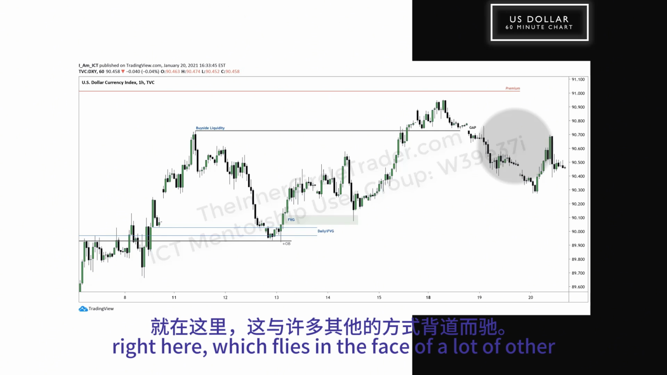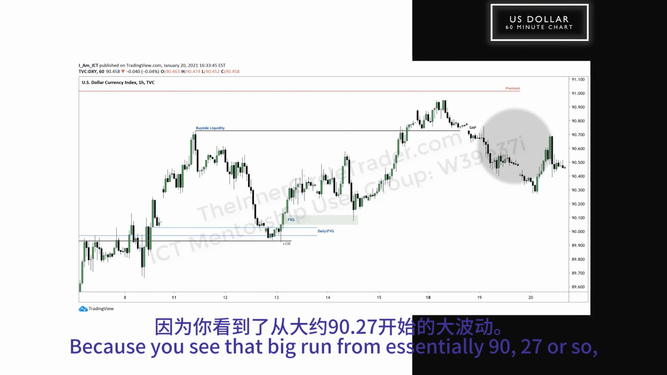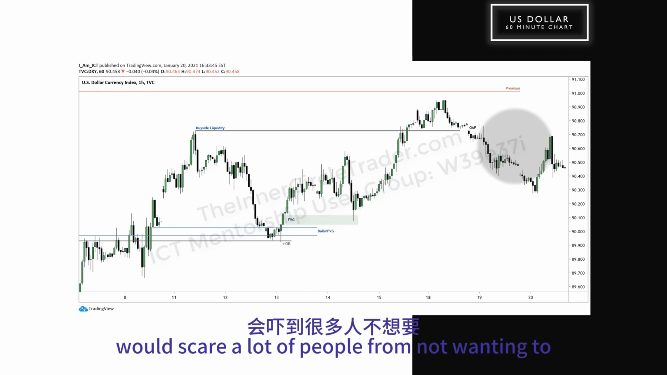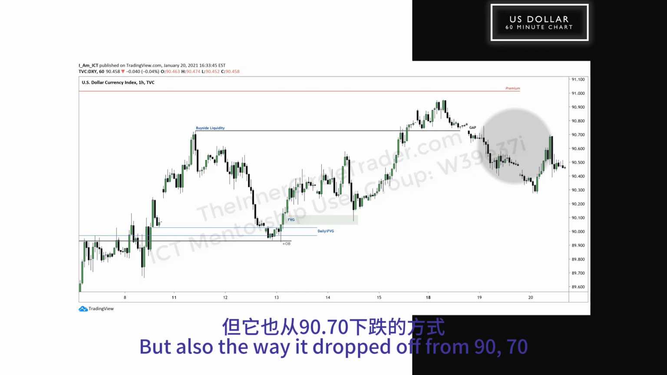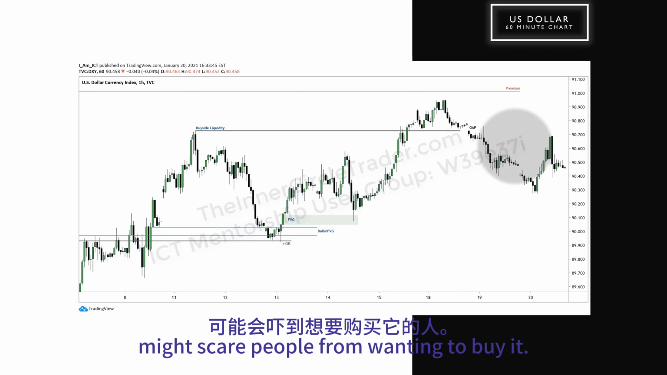what you see even in this chart right here, which flies in the face of a lot of other styles of trading, because you see that big run from essentially 90.27 or so and then up into 90.70. That would scare a lot of people from not wanting to go short, but also the way it dropped off from 90.70 down to 90.38 or 39, that might scare people from wanting to buy it.